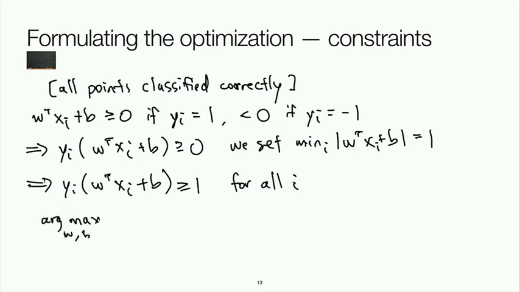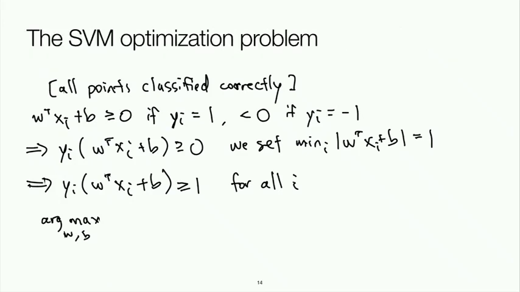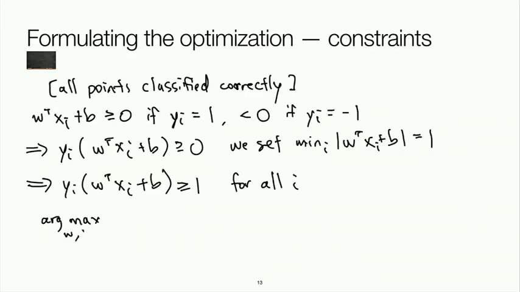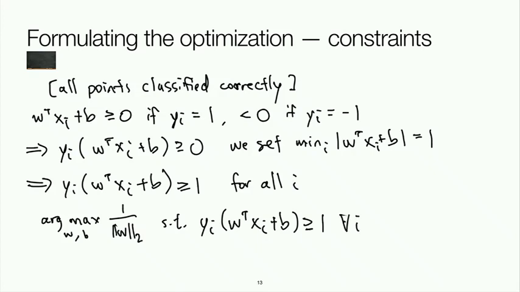Putting it all together, I want to find a W and B that maximize my margin, which, remember, I wrote as 1 over the 2 norm of W, such that, or subject to, whichever one you like better, Yi times W transpose Xi plus B is greater than or equal to 1 for all i. This upside down A is a symbol that means for all, for all i.